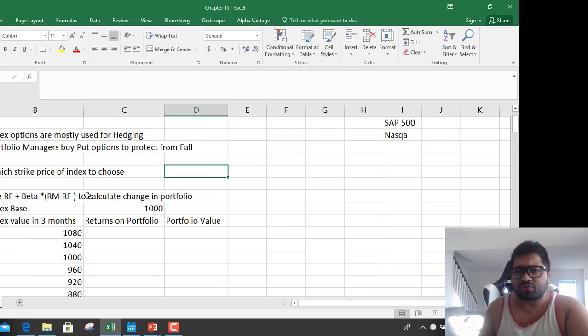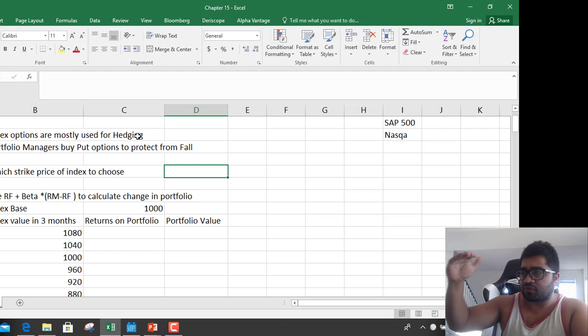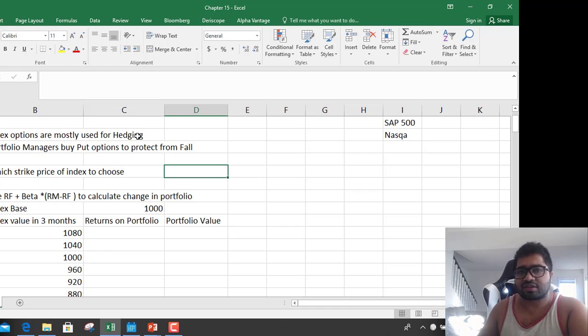Before we go to that, index options are mostly used for hedging. If you're a portfolio manager and you have a portfolio of, let's say, 500,000 and you're afraid of the portfolio going down, then you use index options to hedge your risk. We hedge that risk by using put options. Portfolio managers generally buy put options to protect from a fall in value.